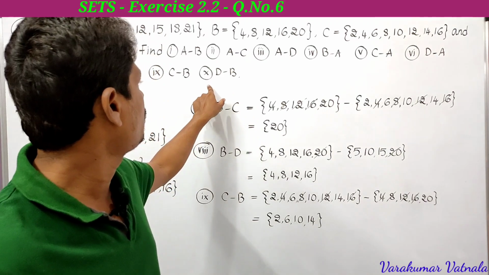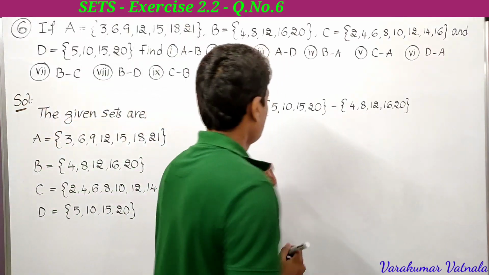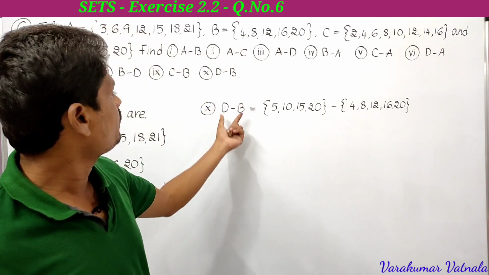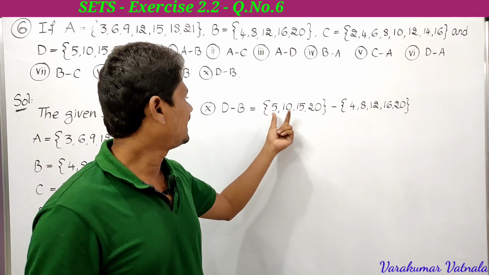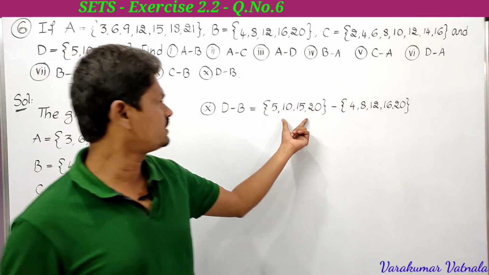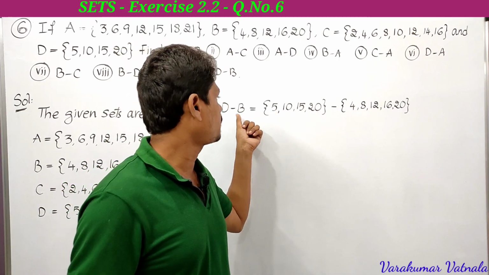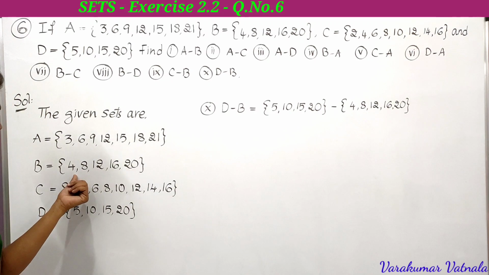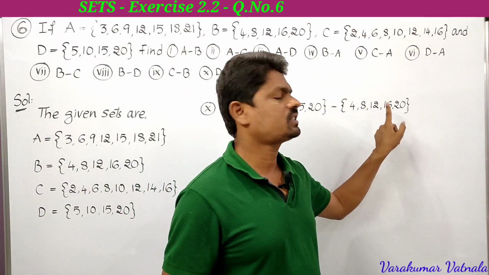So next we have the tenth one. It is D minus B. Next we have to find set D minus B. First we have to write set D. The elements of D are 5, 10, 15, 20. Yes, it is 5, 10, 15, 20. Minus, next we have to write set B. The elements of set B are 4, 8, 12, 16, 20.